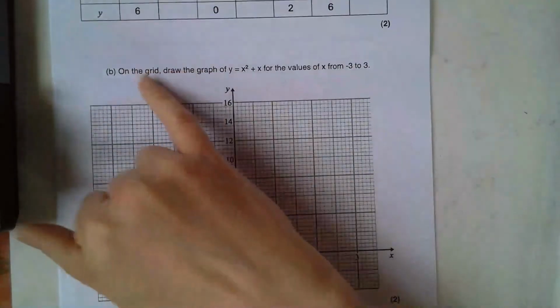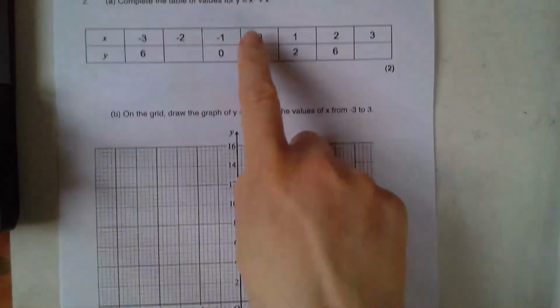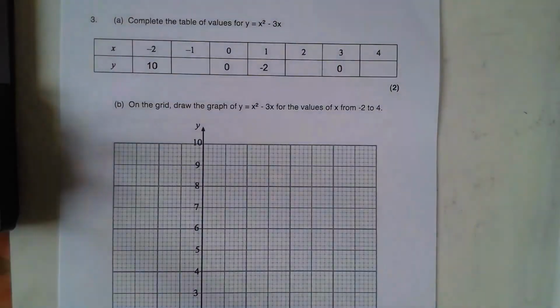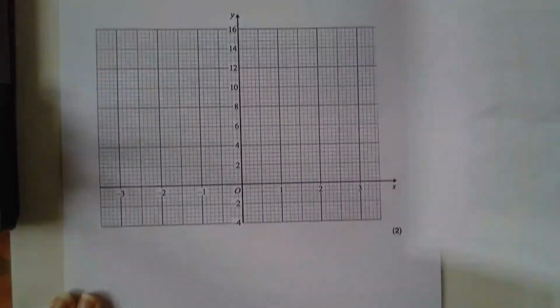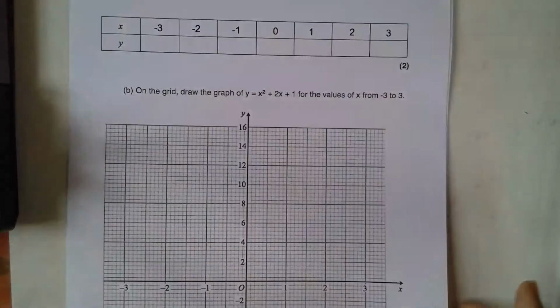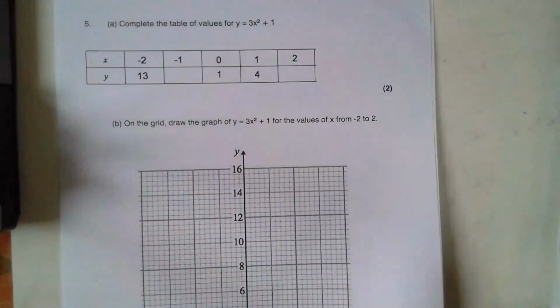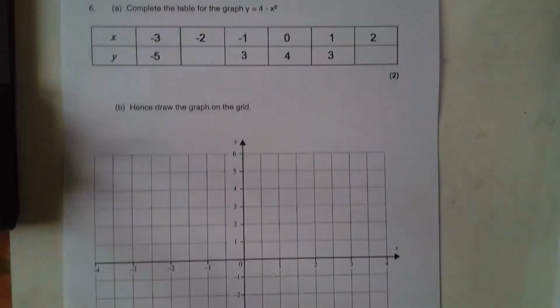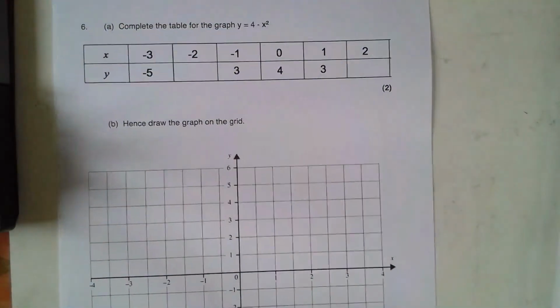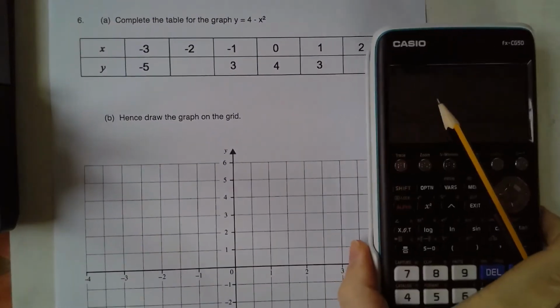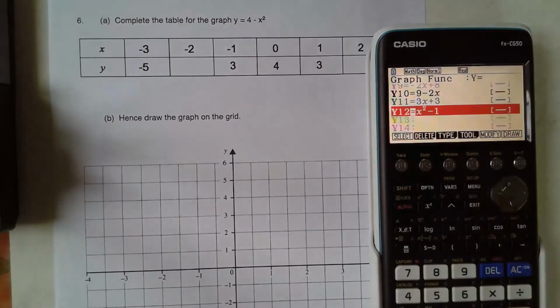The next one is exactly the same. Put that in, do your table of values, plot your graph, and same again. So just for this one, because this time it's a negative x squared, just to give you an additional example, we'll do that one as well.